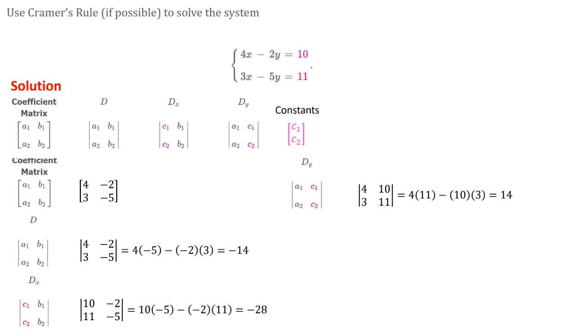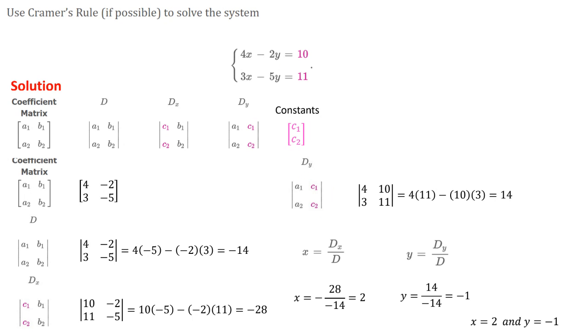And then for dy, we're going to keep the a's and we're going to replace the b with the constants. So instead of -2 and 5, we're writing 10 and 11 here. Find the determinant. And now our answer is just going to be x is equal to dx divided by d.